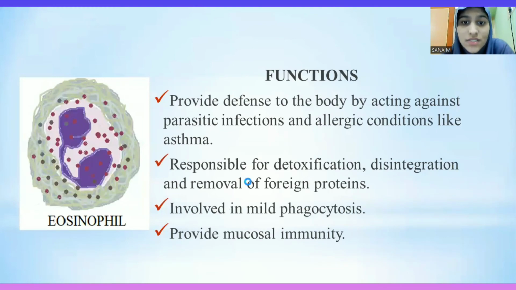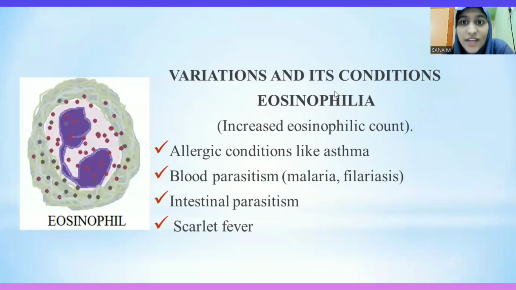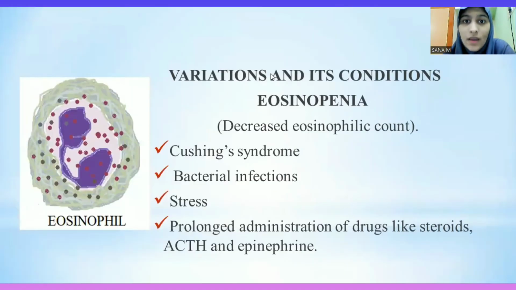They provide mucosal immunity. Variations and its conditions. Eosinophilia is increased eosinophil count. It is due to allergic conditions like asthma, blood parasitism, that is because of malaria and filariasis, intestinal parasitism, scarlet fever. Coming to eosinopenia, decreased eosinophil count. Conditions are Cushing syndrome, bacterial infections, stress, prolonged administration of drugs like steroids, ACTH, and epinephrine.